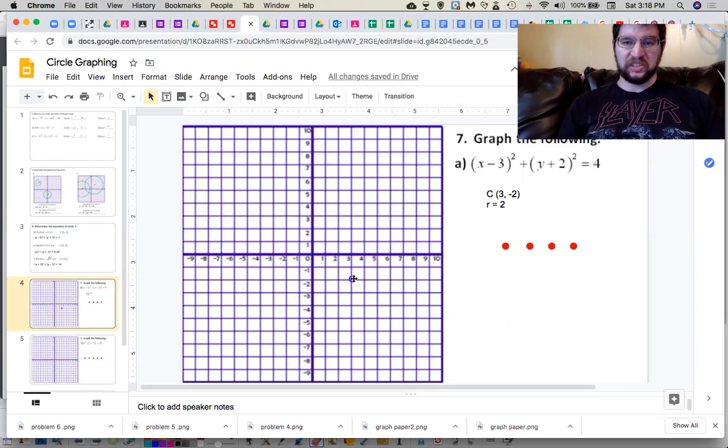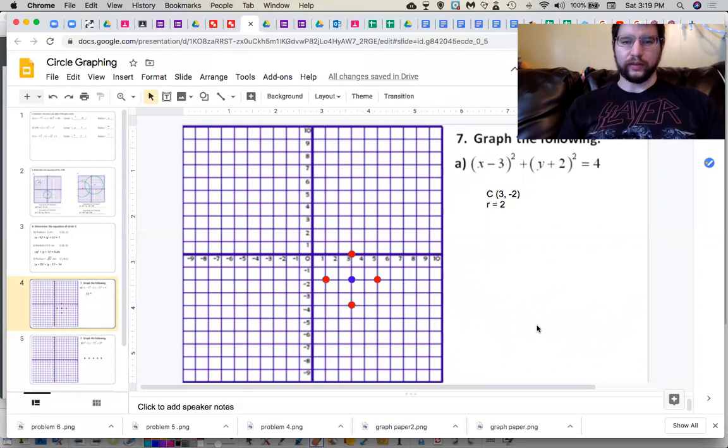But again, it's still pretty off, so I'm gonna do that. Doesn't have to be perfect. Just stick it on there however you can do it. Radius is 2, so I'm gonna count 2 units up, 2 units to the right, 2 units down, and 2 units to the left. That's where I'm gonna put my red dot.